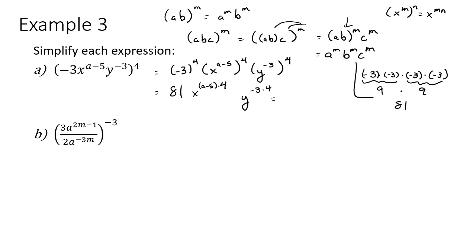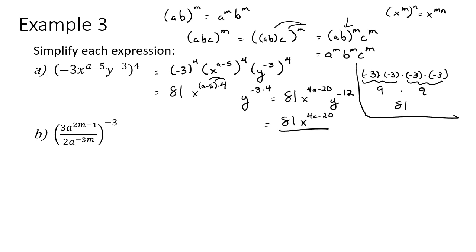And so this gives us 81 times x to the 4a minus 20 times y to the negative 12th. And the last thing we might do to simplify this is bring that y to the negative 12th down to the denominator as y to the positive 12th.